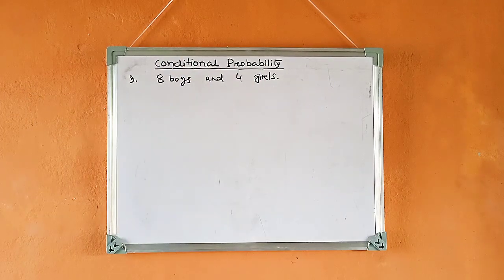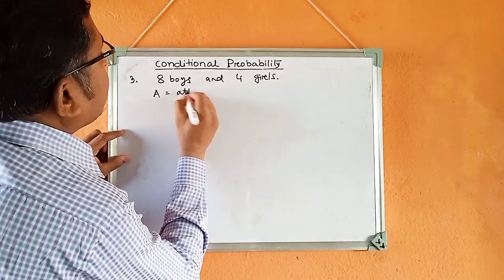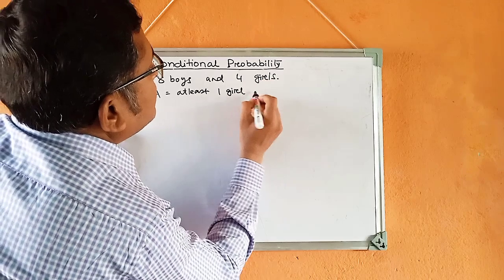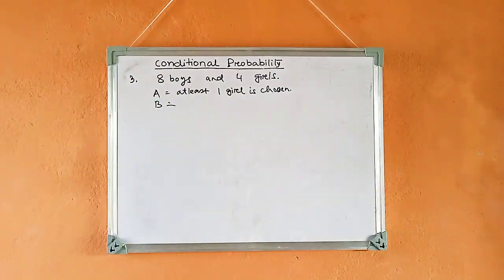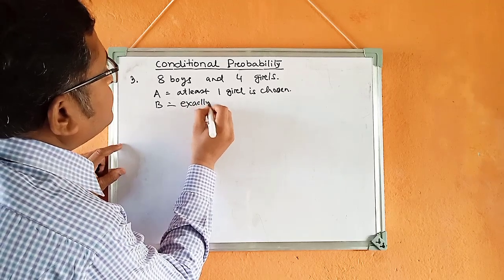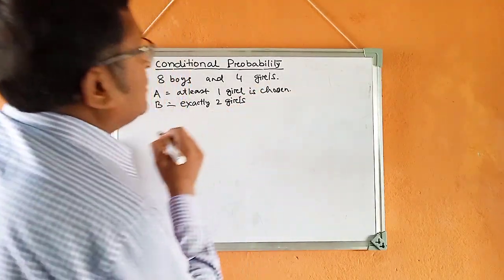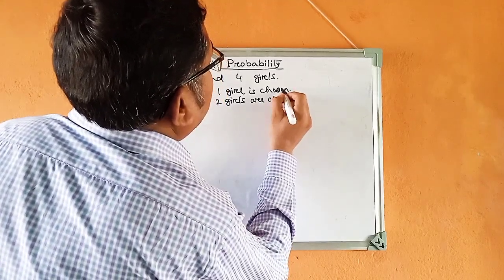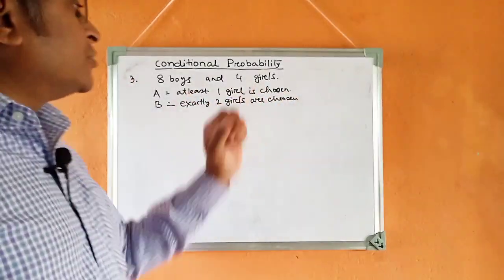Now listen. We take event A: at least one girl is chosen. Event B: exactly 2 girls are chosen. So event A, at least one girl is chosen, and event B, exactly 2 girls are chosen.